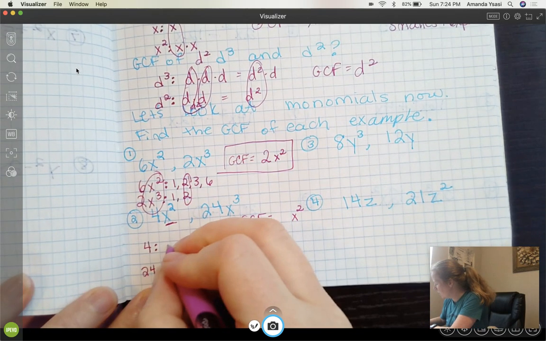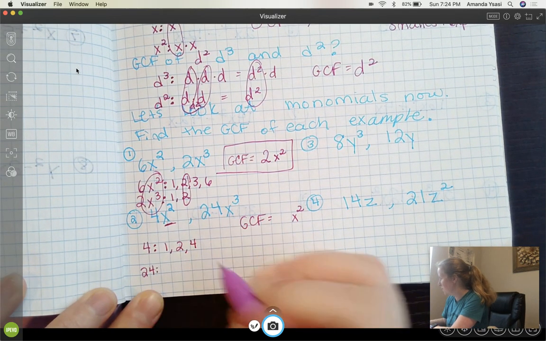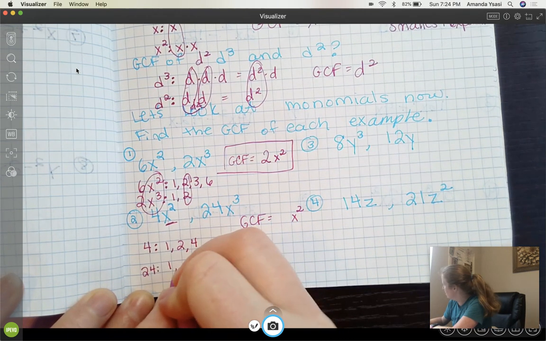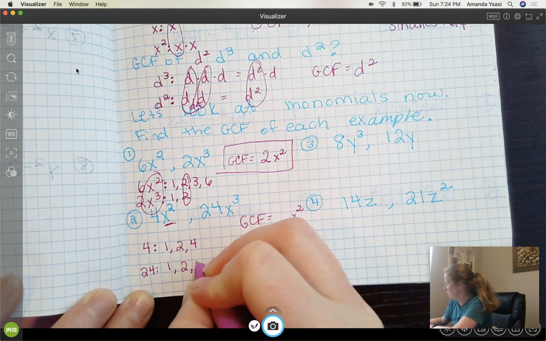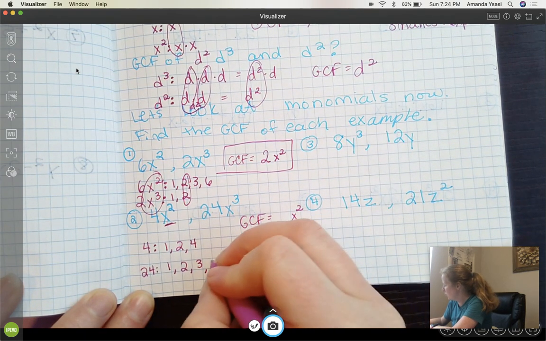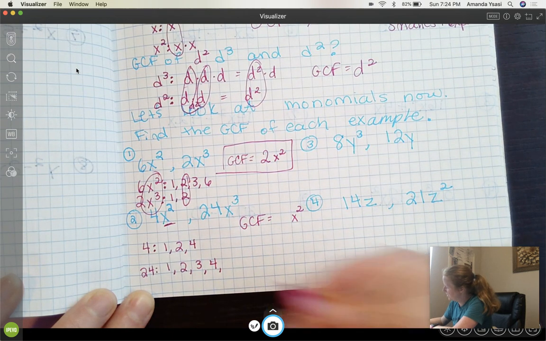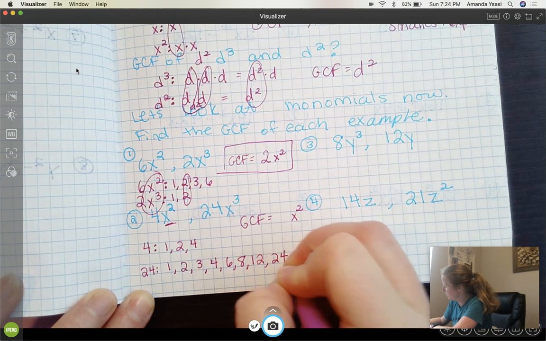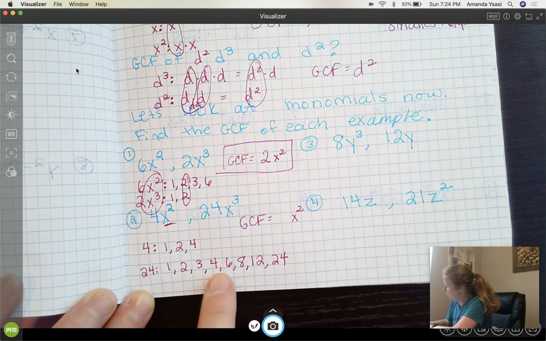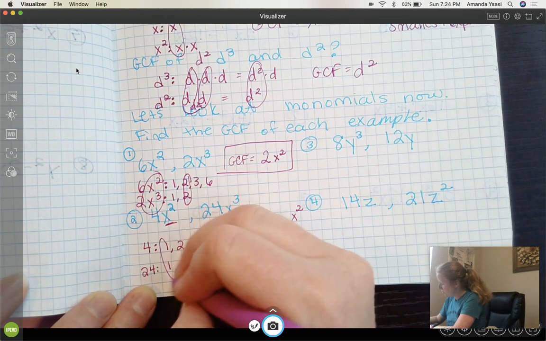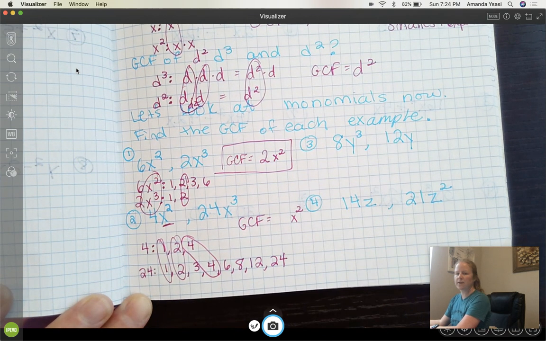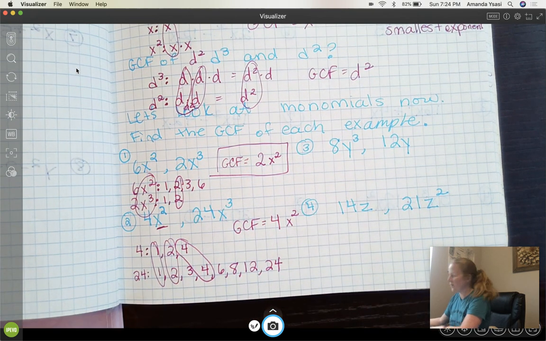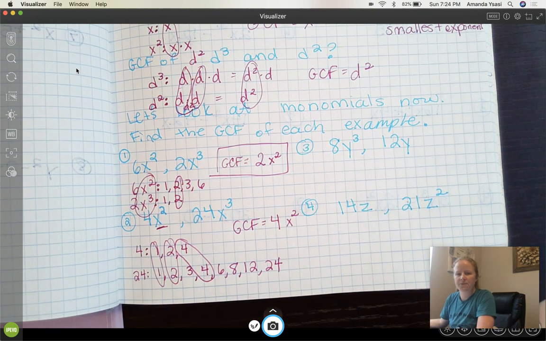So for 4, we know it's 1, 2, and 4. It's 1 times 4, 2 times 2. For 24, we are going to do 1, 2, 3, 4, 6, 8, 12, and 24. Did I miss any? Okay, so we're going to look at our factors and look at the greatest one. So our greatest one is 4. So we put that in front of our variable with the lowest exponent. So it's 4x squared.